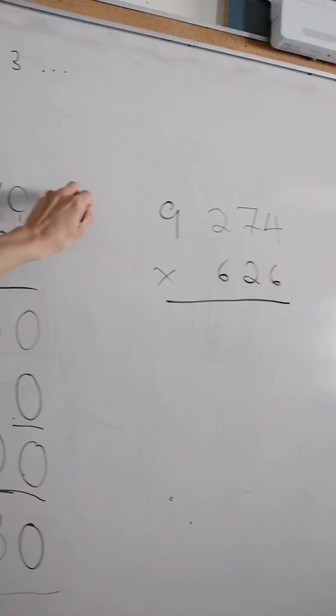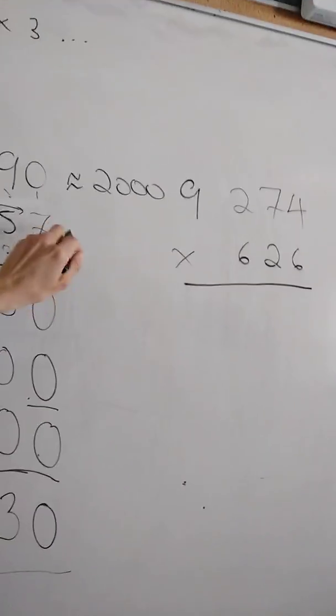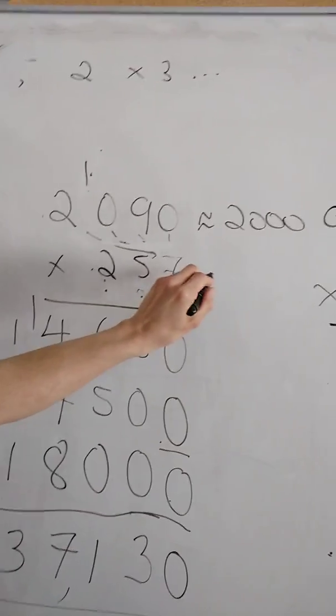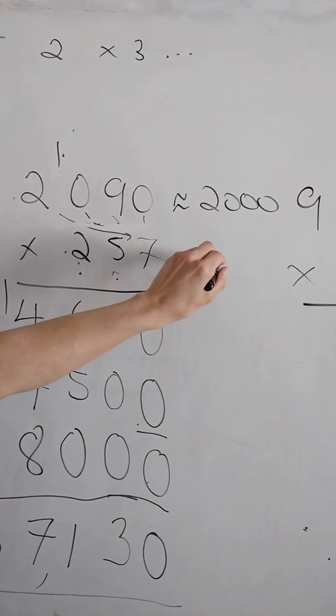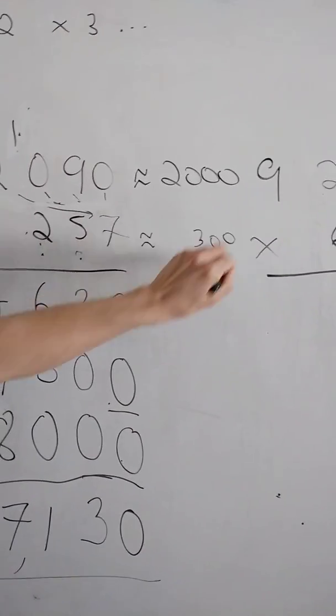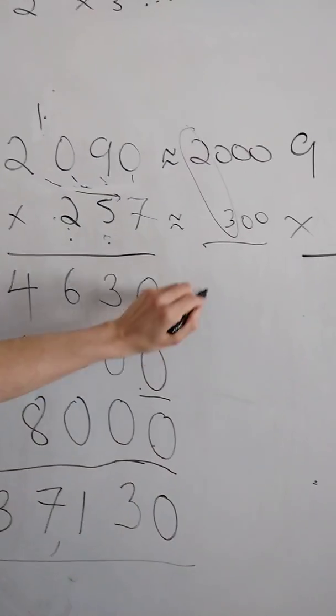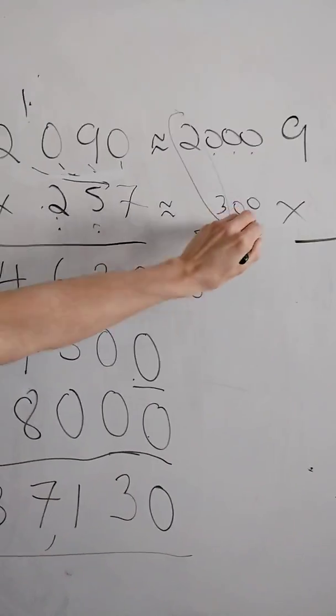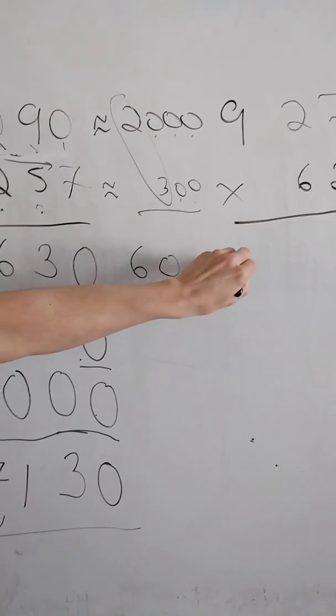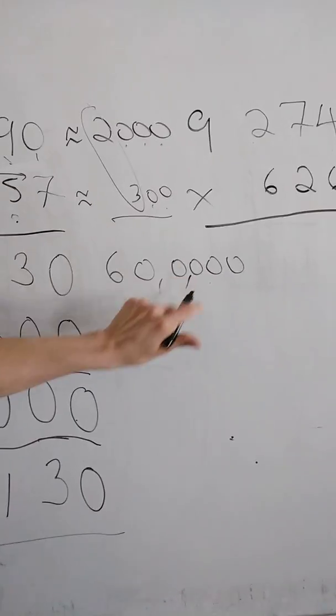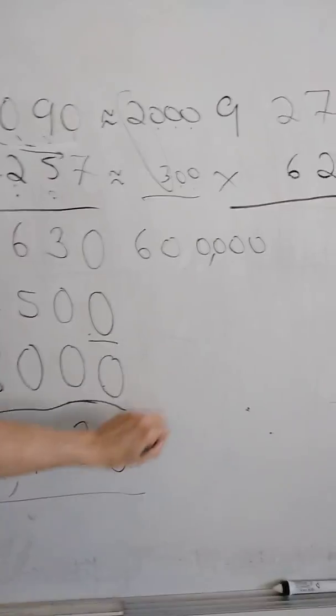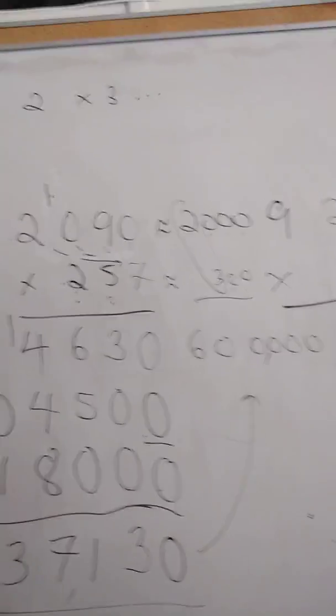Well, just look at it, okay? If you estimate this, it becomes 2,000. If you estimate this, you get about 300. So if you estimate this, you get 600,000. 1, 2, 3, 4, 5, 6 digits here, and 6 digits here. Yeah, they look pretty alike. It makes some number sense. Okay, so let us move on.